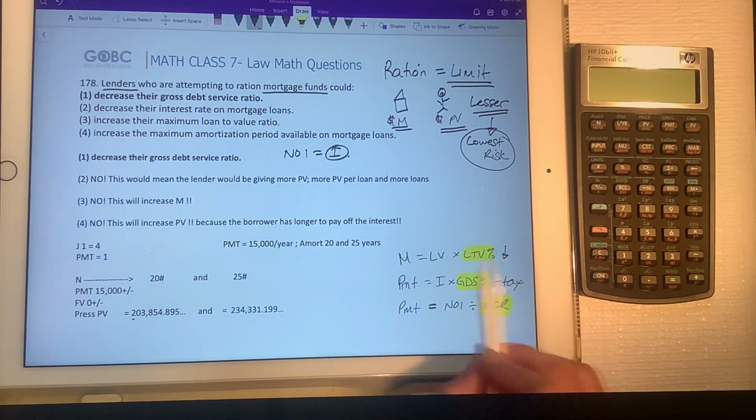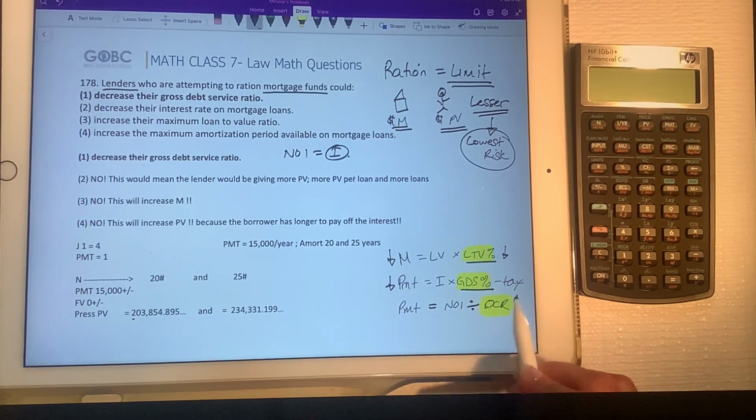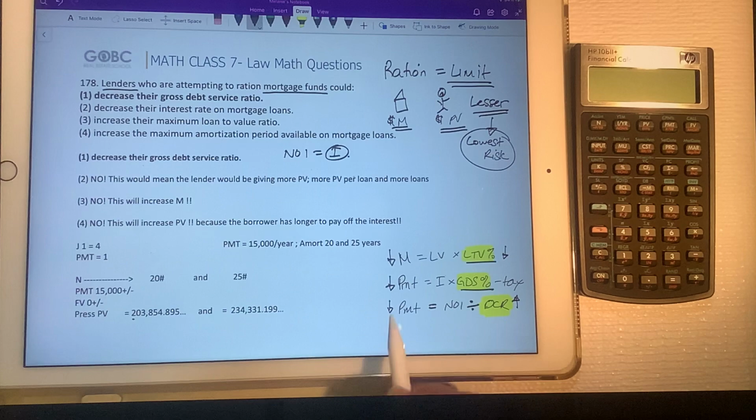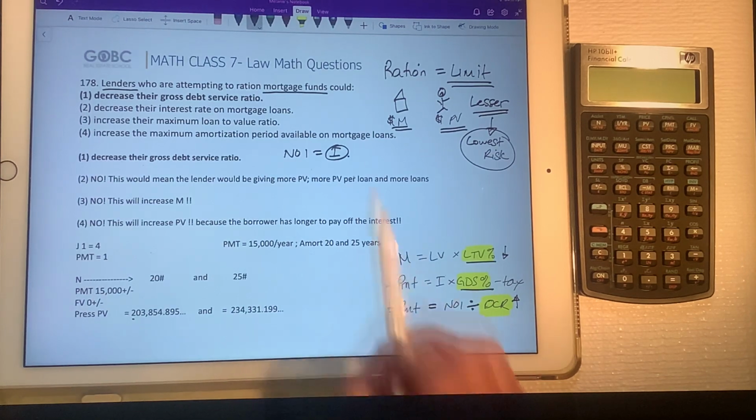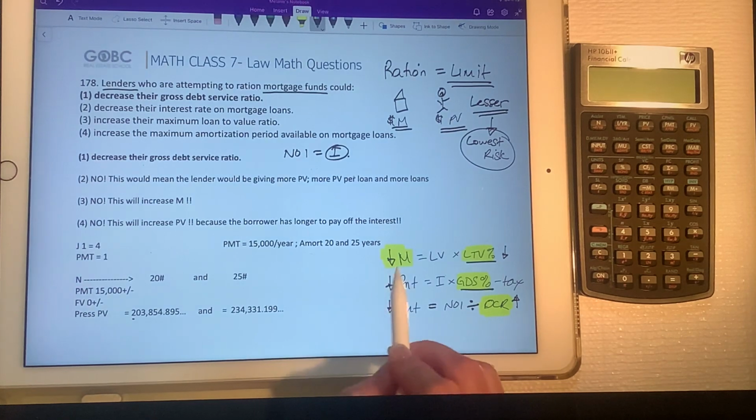Because as I lower the LTV percentage, as I lower that loan to value ratio, I lower my M. As I lower my gross debt service ratio, I lower my payment. And for this one, because there's a division sign here, as I increase my DCR, I lower my payment. So this here, that's your mortgage funds, right? That's the money that's being given by the bank.